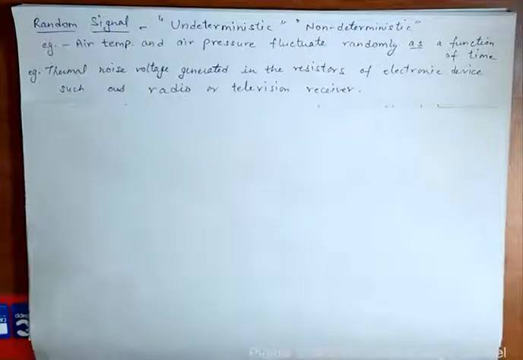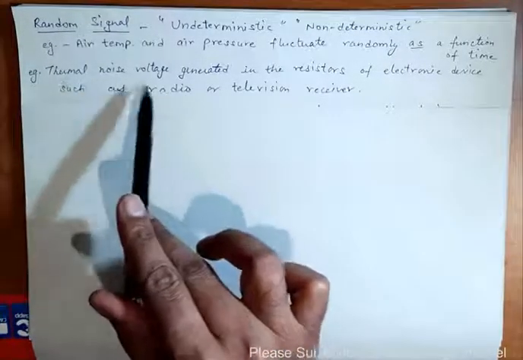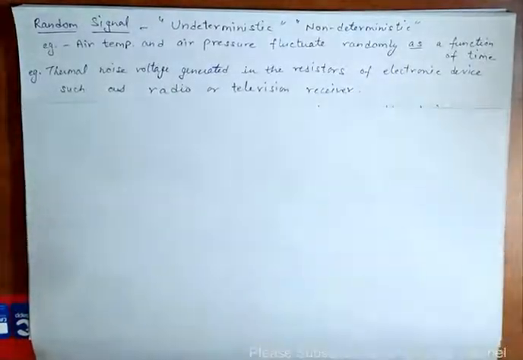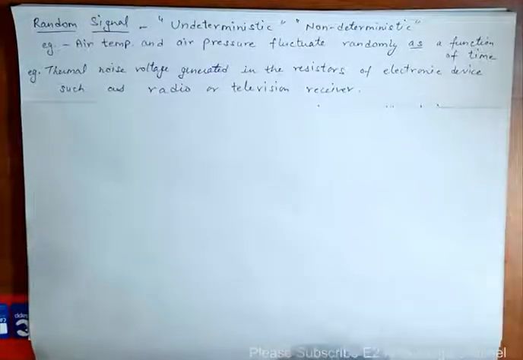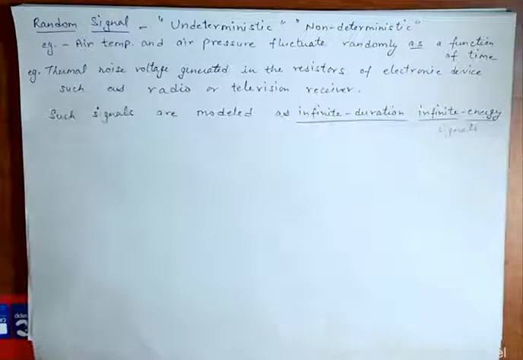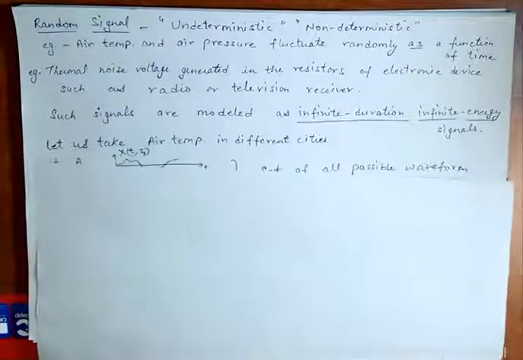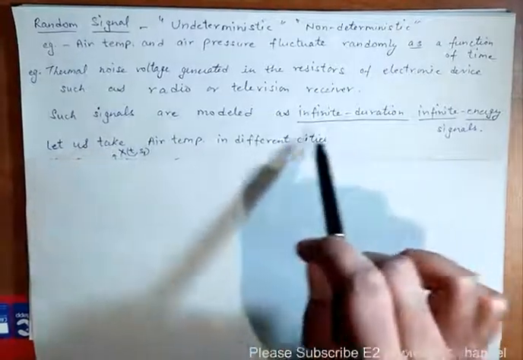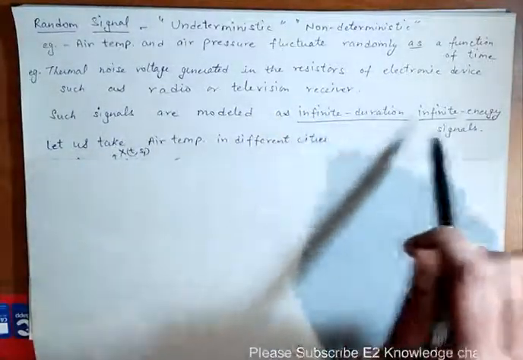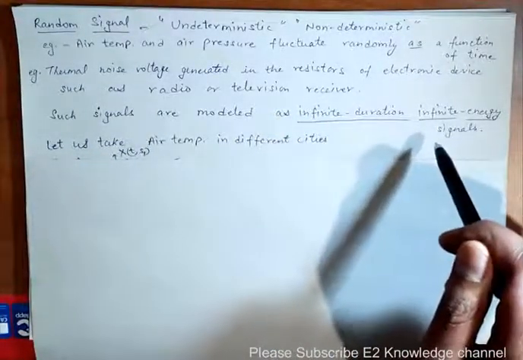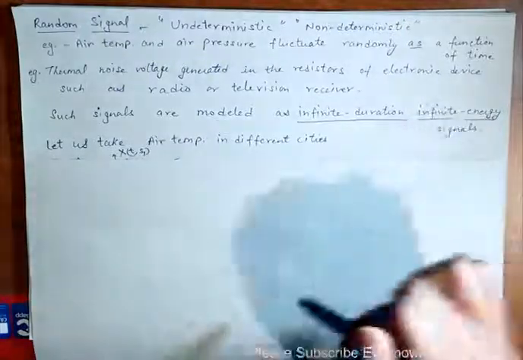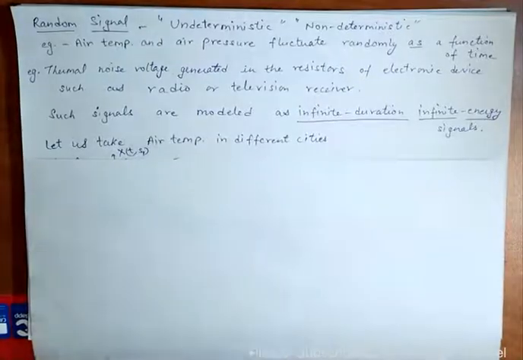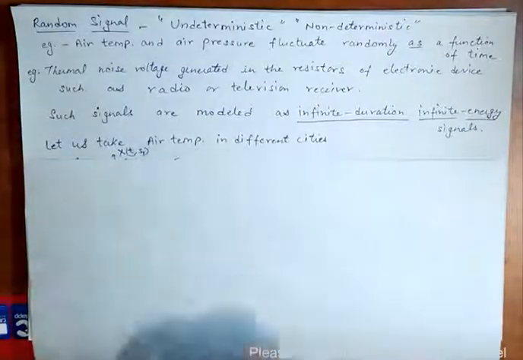In electronics, you can have thermal noise voltage generated in resistors of electronic devices such as radio, television, transceivers. So there are basically a lot of random signals. These signals are basically of infinite duration because we can't limit them in time, and infinite energy signals, because of this randomness of nature. For example, air temperature in different cities.